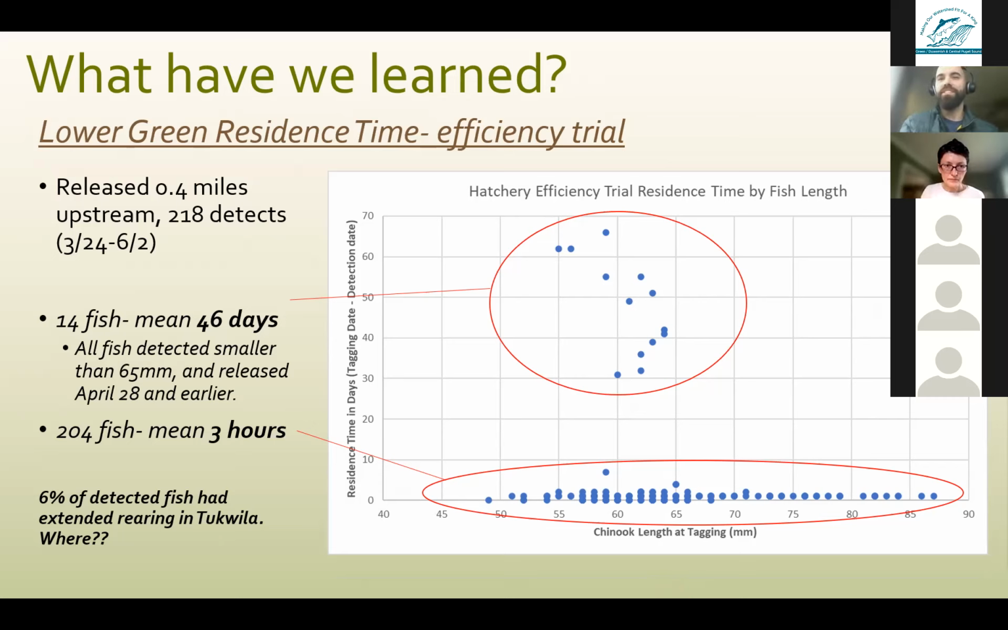But one thing to note here also is we didn't have any of the large high flow events that we typically do in the rearing period. So flow is generally below about 2000 CFS, which can have something to do with this.